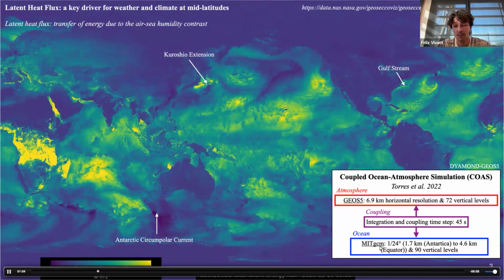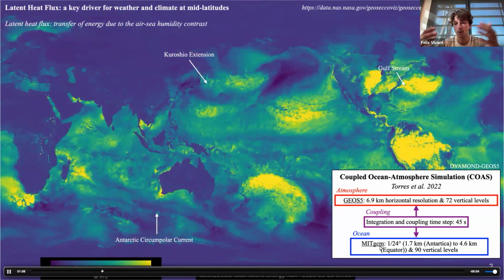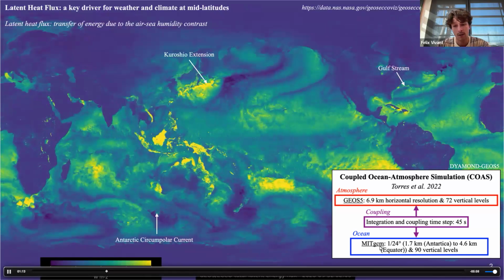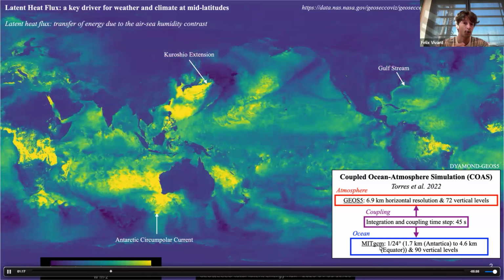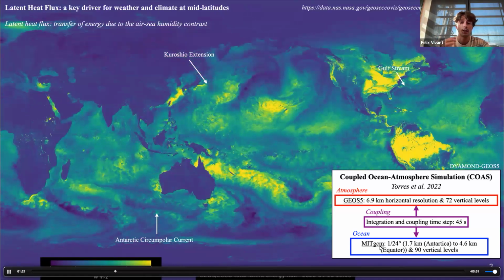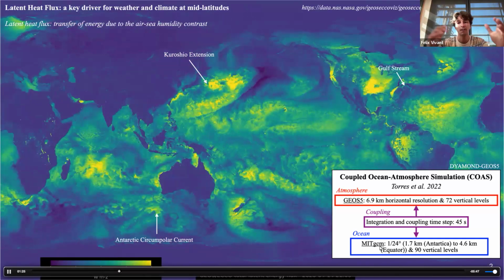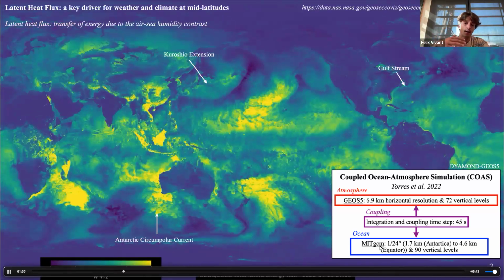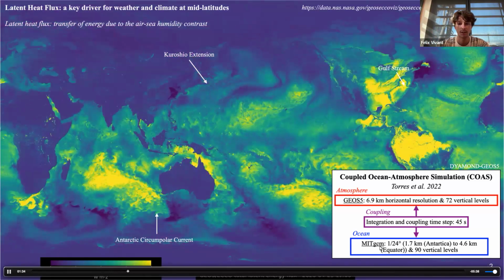Yeah, so I was just saying that the model consists of GEOS5 and the MITgcm. Both models are coupled every 45 seconds and integrated as well. And the high resolution of both models allows us to accurately model submesoscale in the ocean, but also fine scales in the atmosphere. And the fact that they have the same resolution allows us to accurately model the interaction between fine scales in the ocean and in the atmosphere.